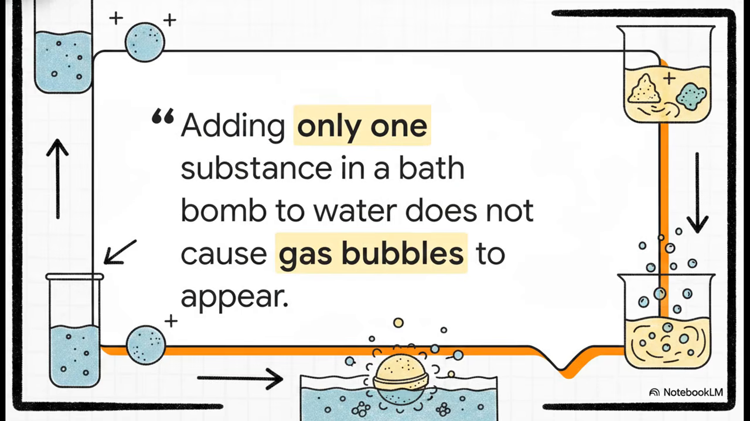So, the absolutely crucial takeaway you need to remember from all this is right here. Adding only one substance in a bath bomb to water does not cause gas bubbles to appear. Period. No individual ingredient is the lone culprit causing those fizzy bubbles. We've learned how to identify these substances by their properties, their solubility, odor, density, melting point, color. But more importantly, we've systematically eliminated every single substance in that bath bomb as a solo actor. The baking soda? Innocent on its own. The citric acid? Innocent on its own.